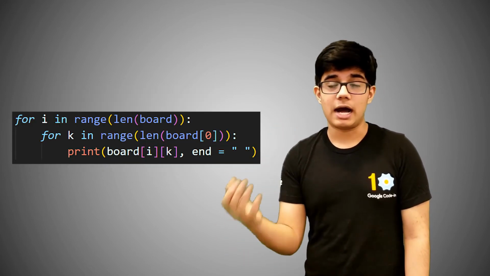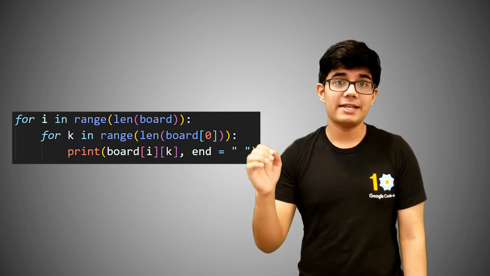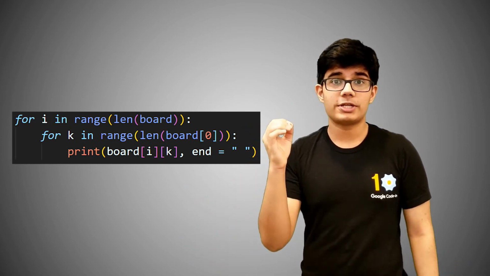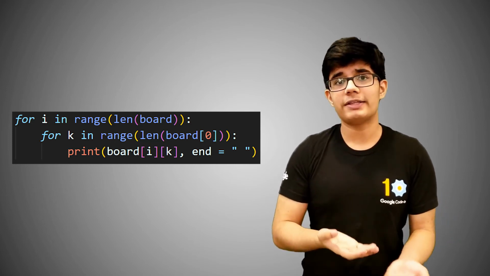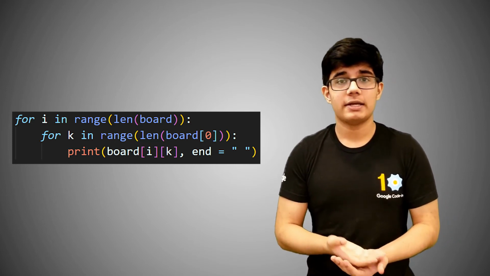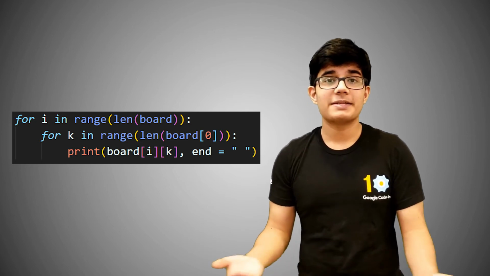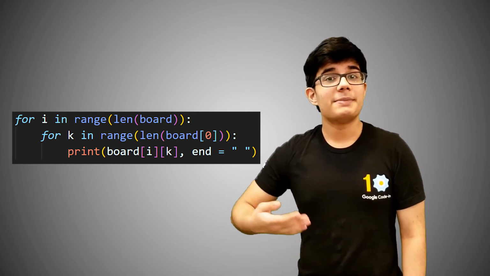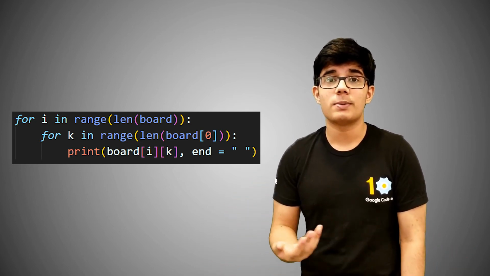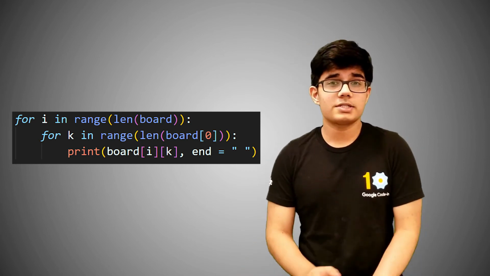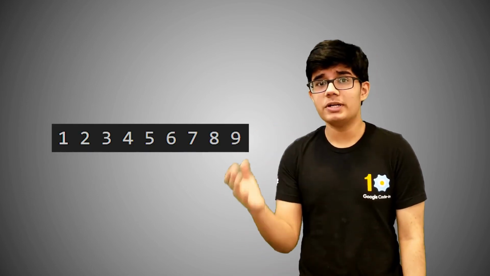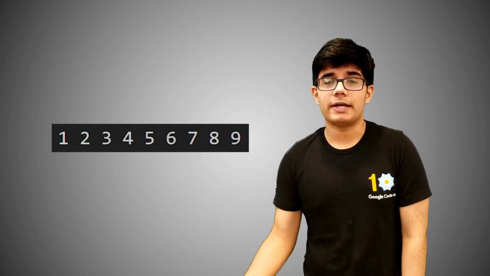So if I write inside of the nested for loop, print(board[i][k], end=" "), now the end is always going to be a space. I'm essentially designating my own ending to a print statement. So let's try running this code now. And that's even weirder. Now everything is printing, but on the same line.